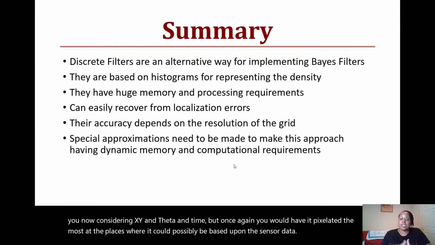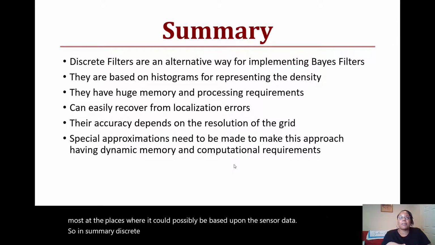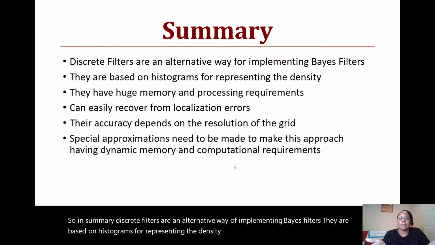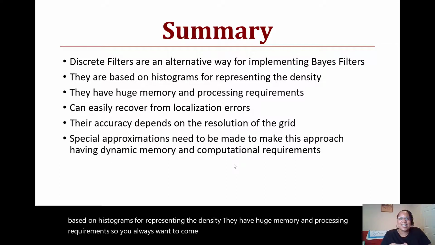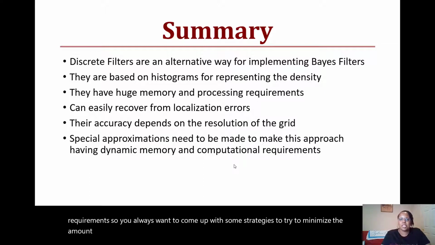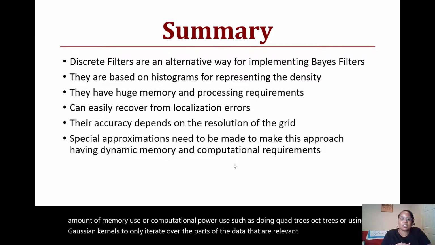So in summary, discrete filters are an alternative way of implementing Bayes filters. They're based on histograms for representing the density. They have huge memory and processing requirements. So you always want to come up with some strategies to minimize the amount of memory or computational power used, such as using quad trees, octrees, or using Gaussian kernels to only iterate over the parts of the data that are relevant to the current localization position.